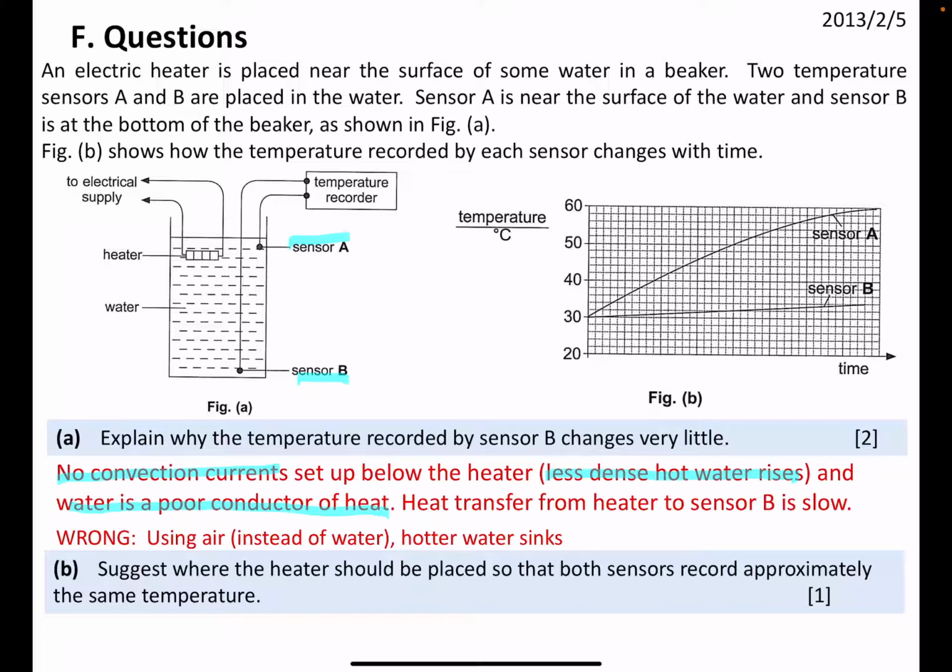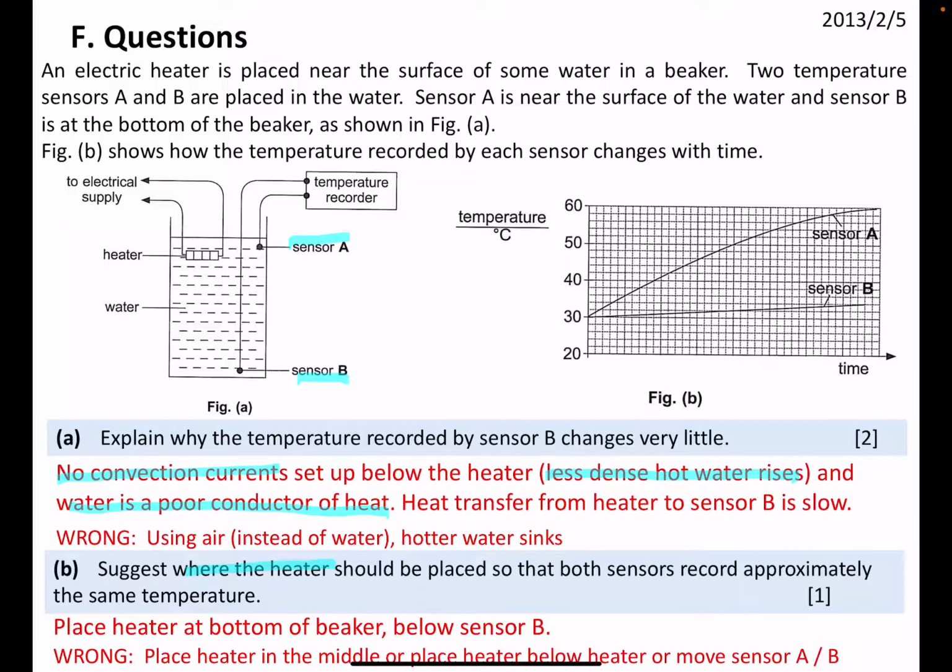Suggest where the heater should be placed so that both sensors record approximately the same temperature. To do that, we are going to focus on the position of the heater. So place the heater at the bottom of the beaker below sensor B. It is wrong to say to place the heater in the middle of the beaker or to move sensors A and B, because the question was very specific about where you should place the heater, and so you shouldn't move the sensors.